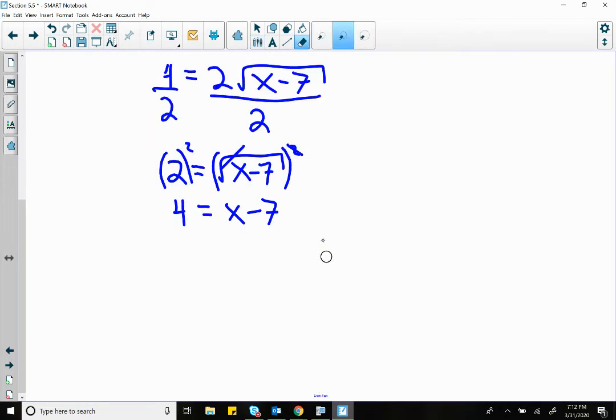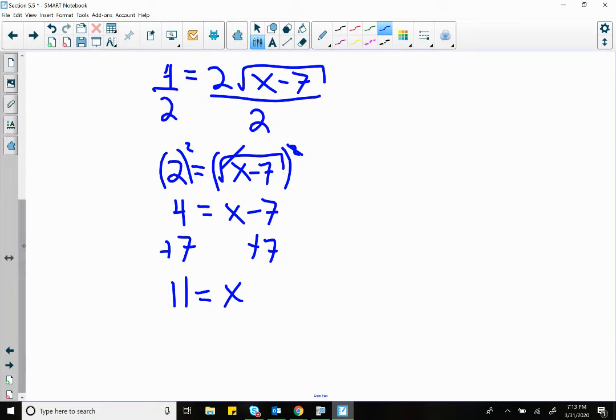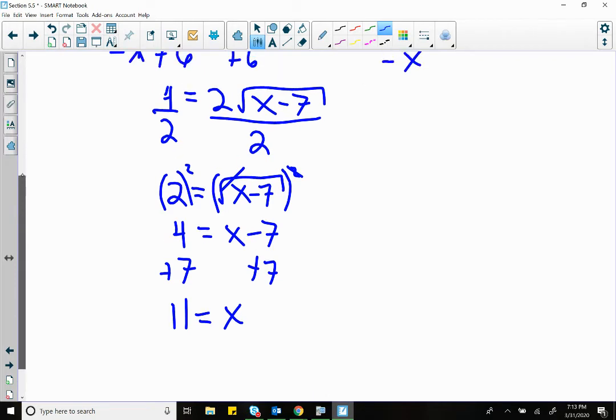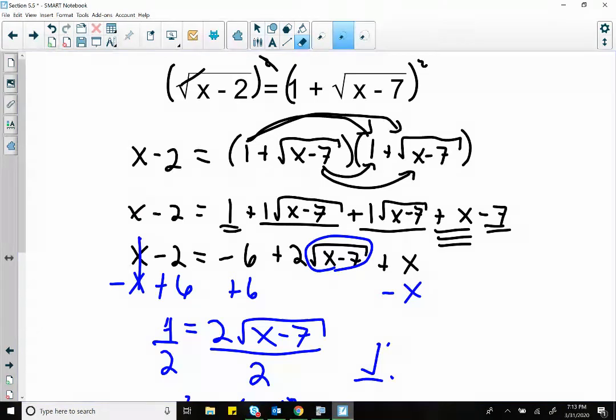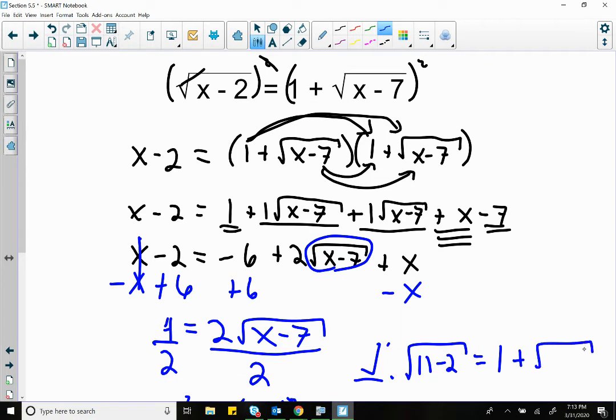So all we have to do now is get the x by itself by adding 7, adding 7. So 7 plus 4 is 11. Now again, we have to check this. Okay? So we'll do the checking right here. We're going to plug 11 in for those x's in the original equation. So we've got square root of 11 minus 2 equal to 1 plus square root of 11 minus 7.